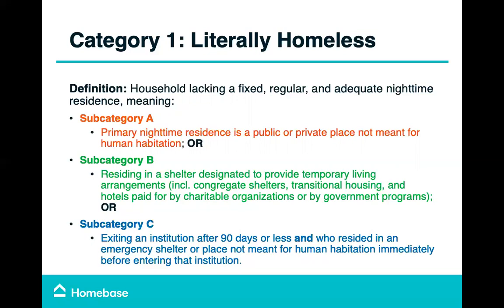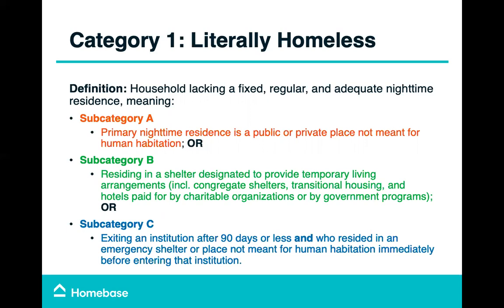So the 3 subcategories are subcategory A, which is having a primary nighttime residence that is a public or private place not meant for human habitation. This includes cars, parks, abandoned buildings, buses or train stations, or campgrounds. Subcategory B is folks residing in a shelter designated to provide temporary living arrangements. And examples of that would be emergency shelters, some transitional housing, and hotels and motels paid for by charitable organizations or government programs. Unfortunately, hotels and motels paid for by the household or by other private entities, such as family or friends, do not count.